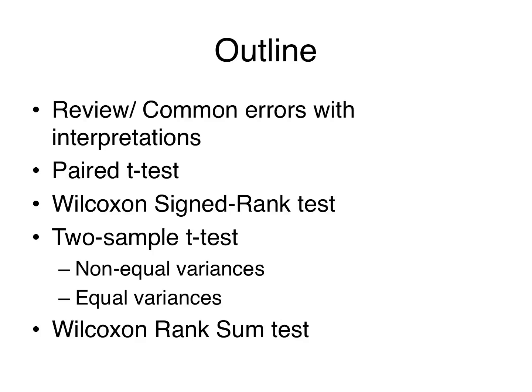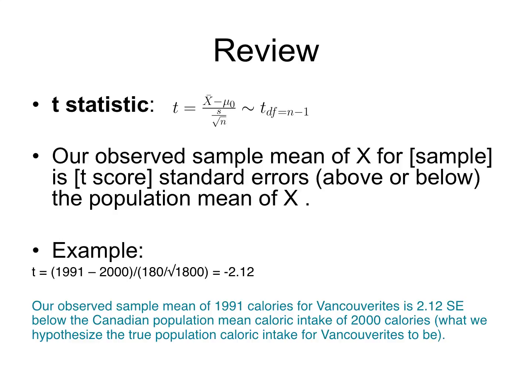In this tutorial, we're going to review interpretations of t-statistics, confidence intervals, and p-values, and discuss some common errors in interpreting these. We'll then talk about the paired t-test and the Wilcoxon signed rank test, which are used when comparing the means of paired groups. And finally, we'll talk about the two-sample t-test and Wilcoxon rank sum test, which are used when you're comparing the means of independent groups. So first I'll start with a review of t-statistics.